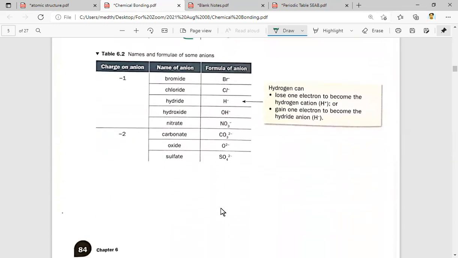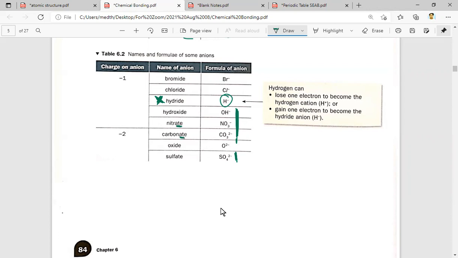Okay, non-metals, I think this one don't go through too much. Hydride, normally not in your syllabus, so you can ignore it. But if you go and do pure chem, hydride, you need to know. Now, most people will have issues with this one here: hydroxide, nitrate, carbonate, and sulfate.